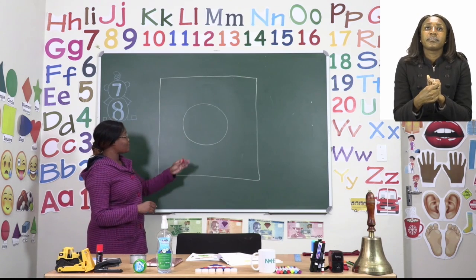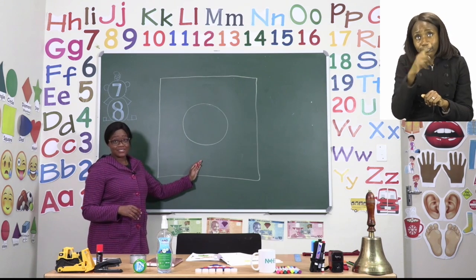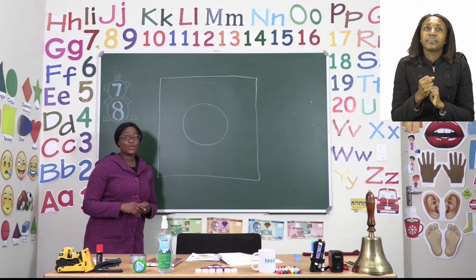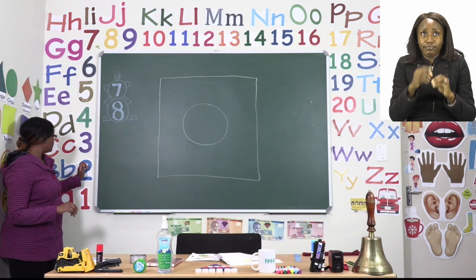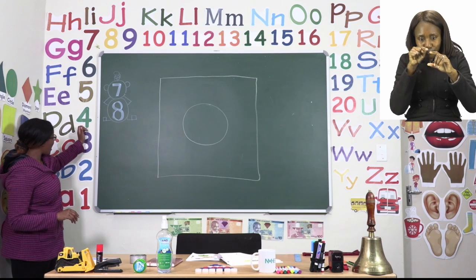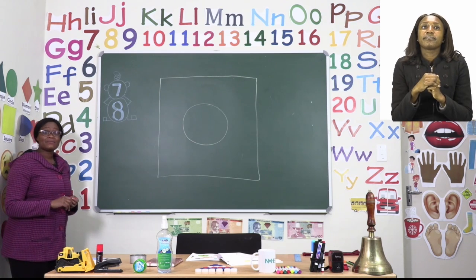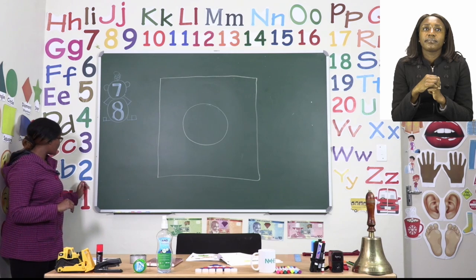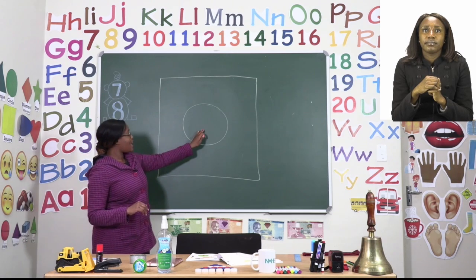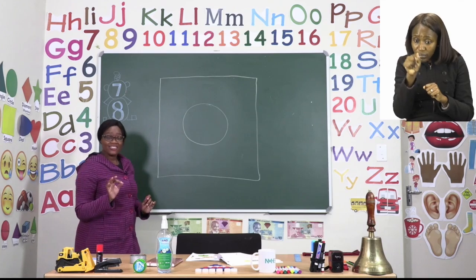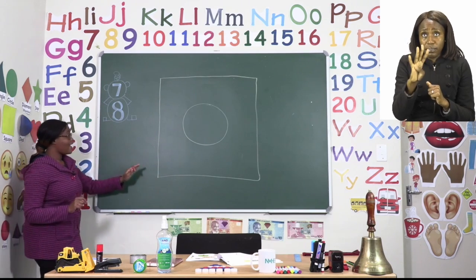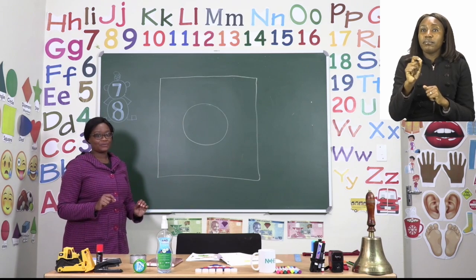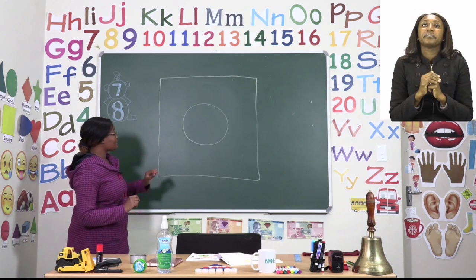I also have my circle and outside my circle. So we are going to write 4 numbers: 1, 2, 3, and 4. It's going to be our job to write 1 and 2 inside the circle. And then we will write 3 and 4 outside the circle. So let's begin with number 1.